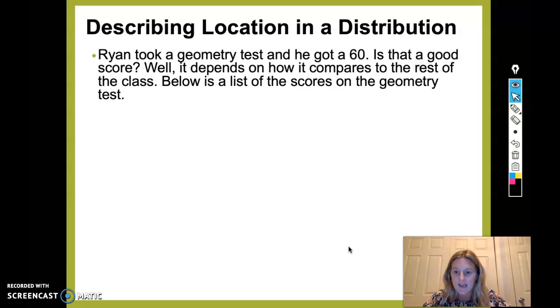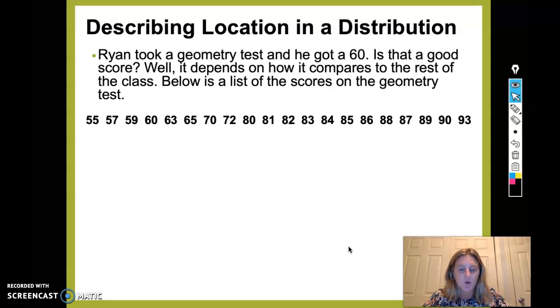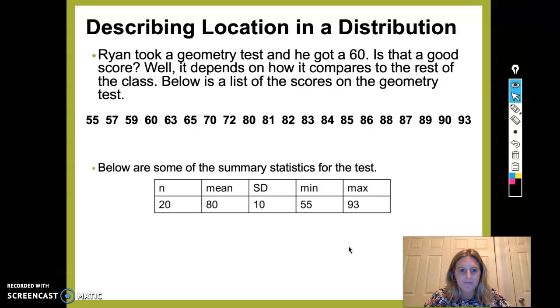Kind of like when we were doing that anchor activity on those basketball players, and you were figuring out their average, how do you know if your player has a good average until you compare it to the rest of the players? Here's a list of all the scores that the class got on their geometry test. We range from 55 up to a 93.